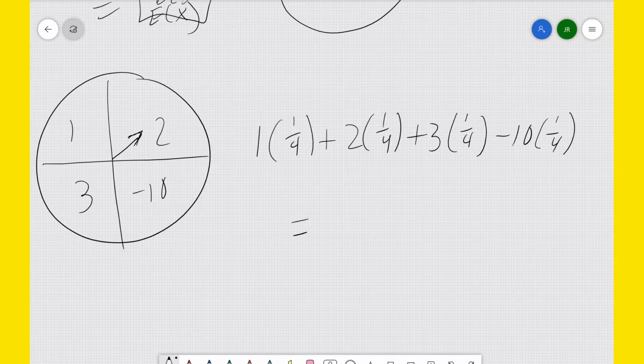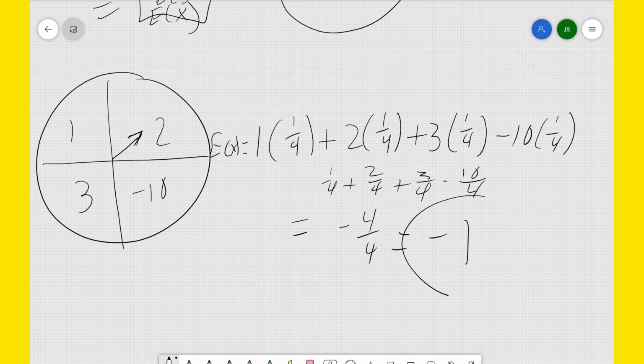Find the expected value of playing this game. Let me add all that up. So that's 1/4 plus 2/4 plus 3/4 minus 10/4. 1, 2, 3, 4, 5, 6. 6 minus 10 is -4/4. -4/4. In other words, -1. So the expected value of playing that game is -$1.